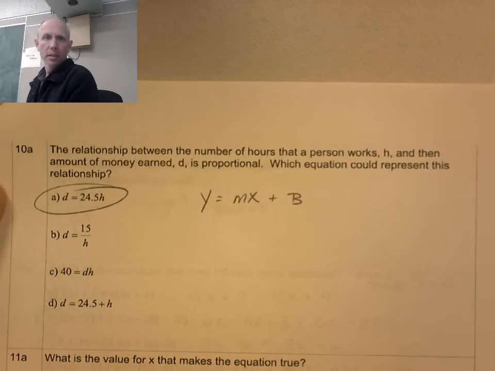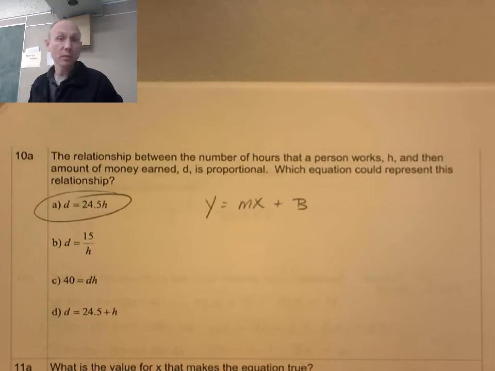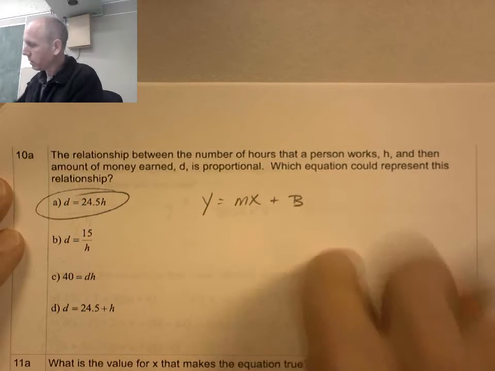Find the relationship here. Okay, proportional relationships are y equals mx plus b. So, or actually y equals mx plus 0.